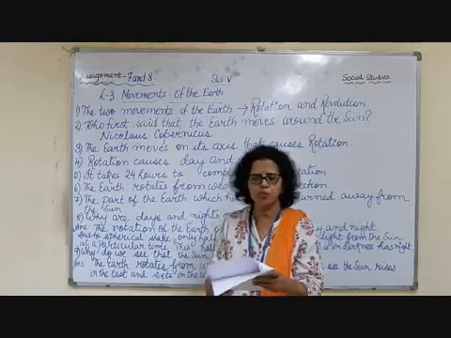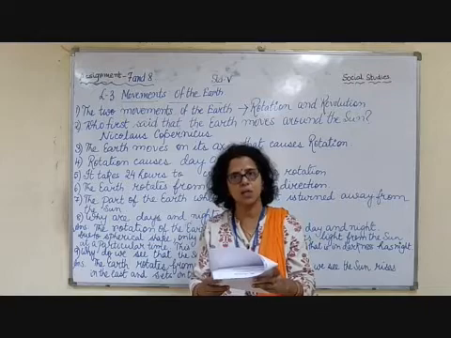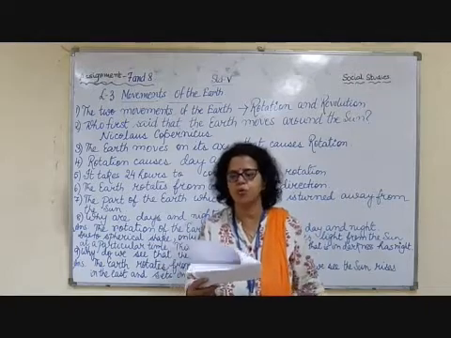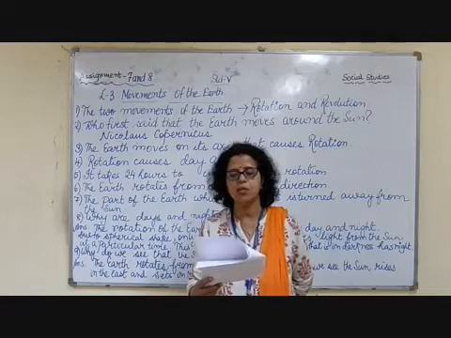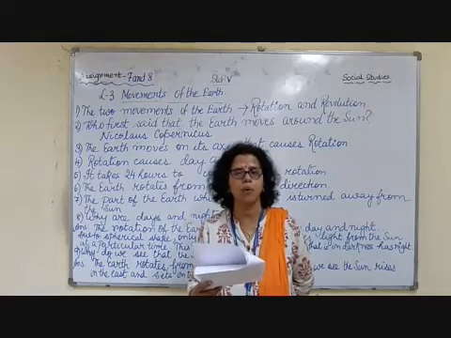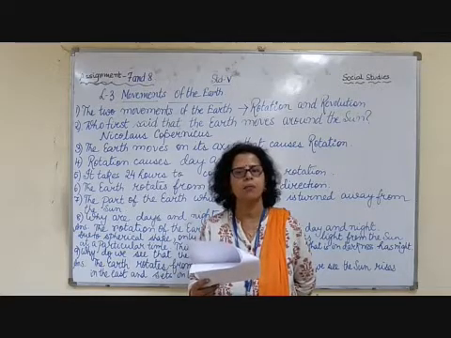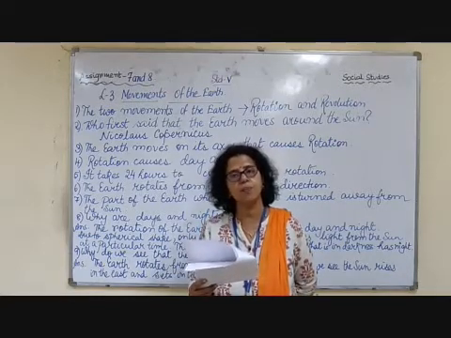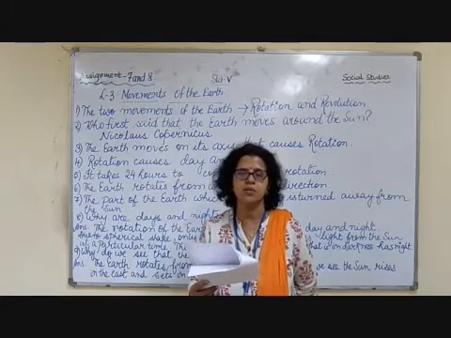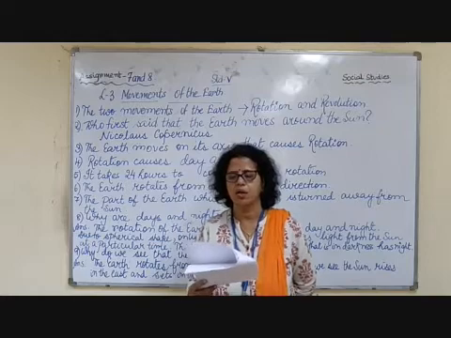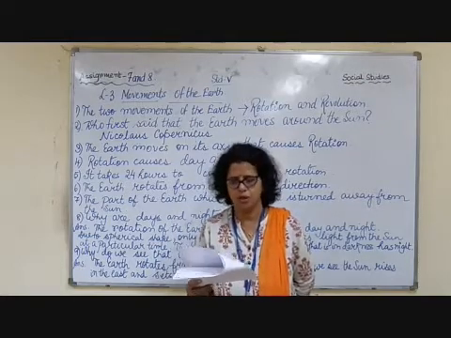Next is revolution. While rotating on its axis, the earth also revolves around the sun. You know, I have shown you both the movements. This movement is called revolution. The earth revolves around a fixed path called orbit. Remember, the path is called orbit, and that path is oval in shape, elliptical in shape. The earth takes 365 and 1/4 days, or 1 year, to complete one revolution.